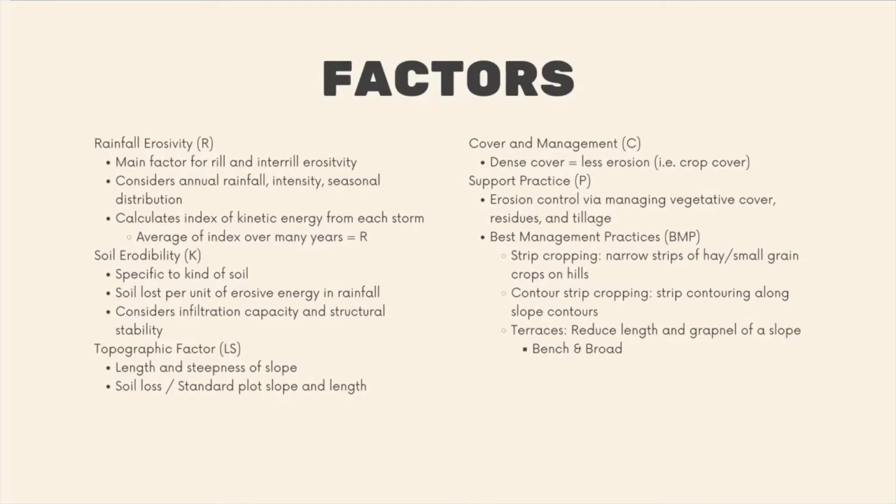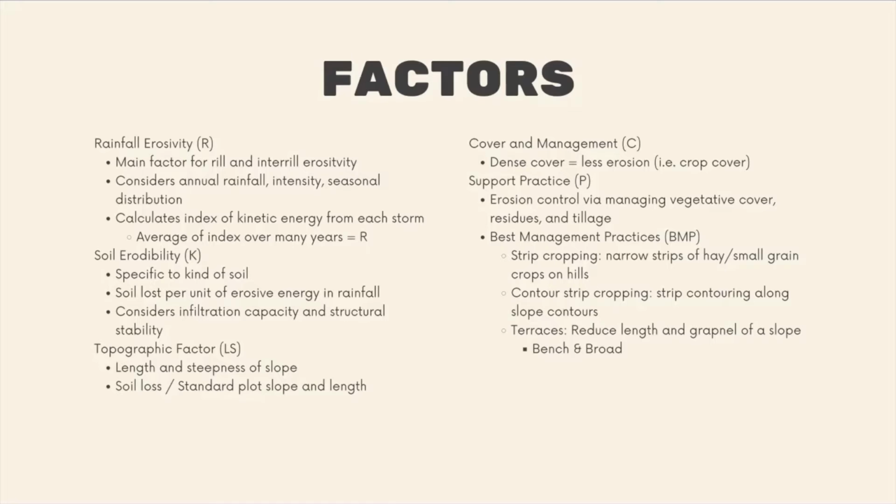After that is soil erodibility, which is specific to each kind of soil, and it's going to be the soil lost per unit of erosive energy in rainfall. Some of the factors that it considers in the soil are the infiltration capacity and the structural stability. After that is the topographic factor, which is the length and steepness of the slope, and the factor is going to be the soil loss over the standard plot slope and length.